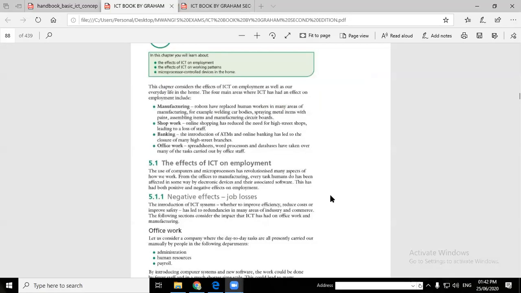Now, let us look at the effect of ICT on employment. The effect of ICT on employment has been both negative and positive. The use of computers and microprocessors has revolutionized many aspects of how we work, from the office to manufacturing. Every task humans do has been affected in some way by electronic devices and their associated software. This has both positive and negative effects.